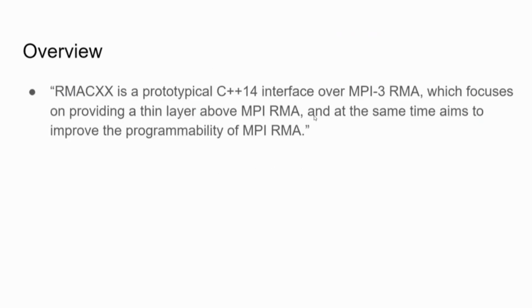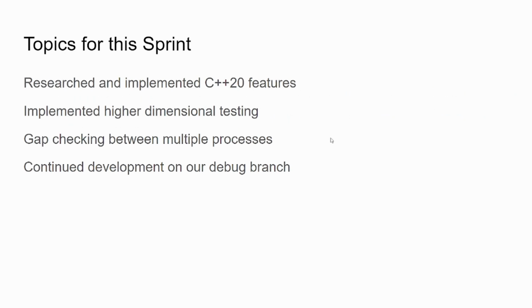As we've discussed in previous semesters, RMAX is a prototypical C++14 interface over MPI3 RMA, which focuses on providing a thin layer above MPI RMA and at the same time aims to improve the programmability of MPI RMA. In this sprint, we focused on four major things: researching and implementation of C++20 features. We implemented higher dimensional testing, gap checking between multiple processes, and continued development on our debug branch.